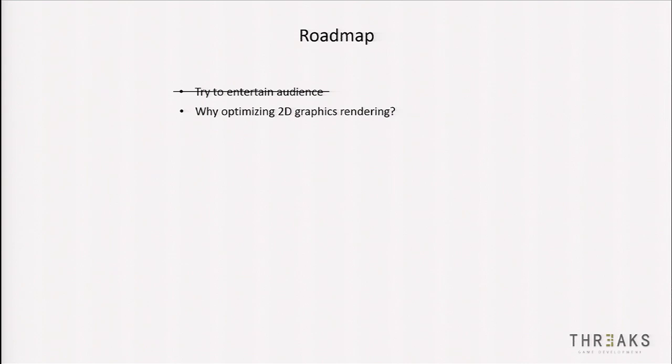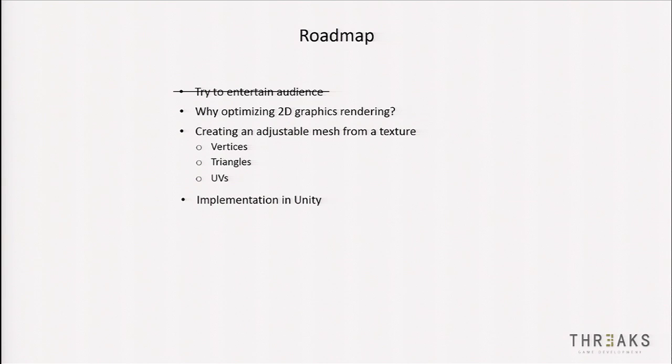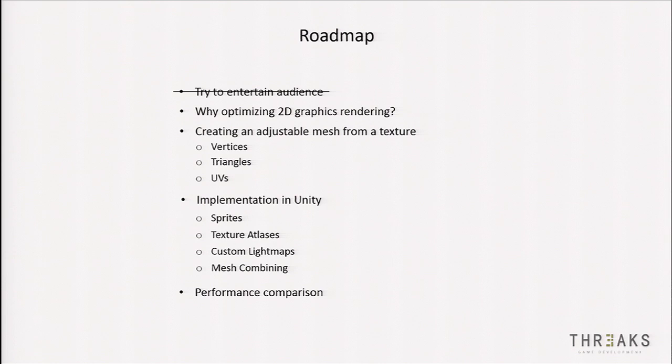First real topic would be, why should we optimize 2D stuff? Most people would say, it's a 2D game. Why do you have performance issues anyway? It's just 2D. But we'll see this in a moment. After that, we see what it takes to procedurally create a mesh from a texture, and we need vertices, triangles, and UVs for that. After that, I try a live demo, to see how we did this on top of the Unity editor without using 4.3. We look at how we deal with sprites, texture atlases, and we did some custom lighting and what mesh combining is good for. Then we actually have a performance comparison and a short summary.